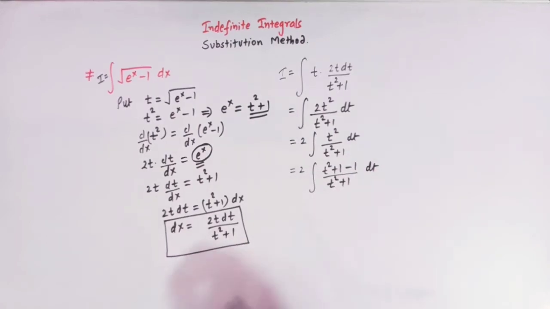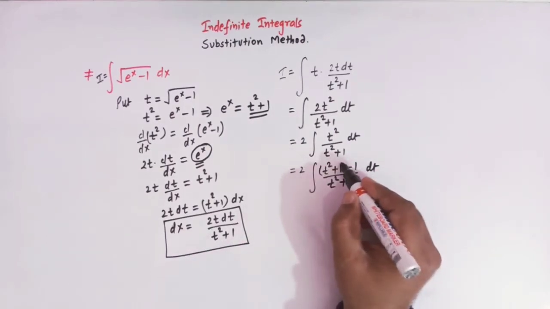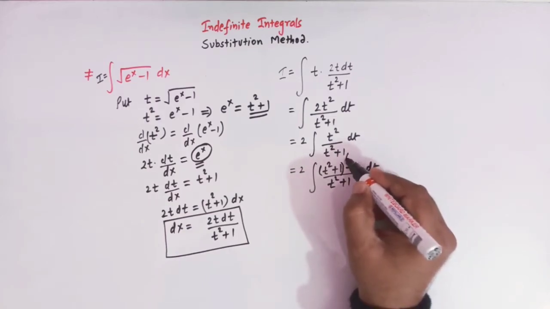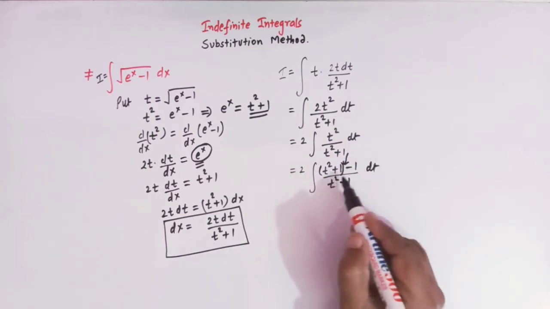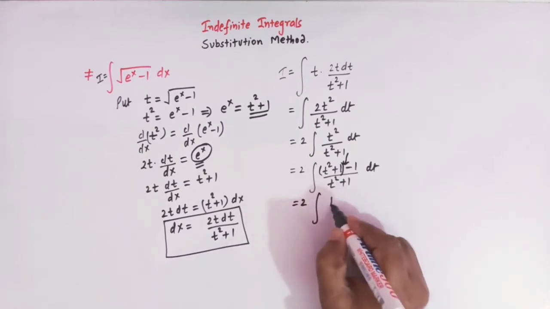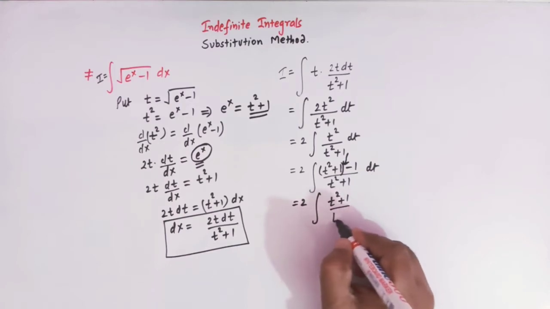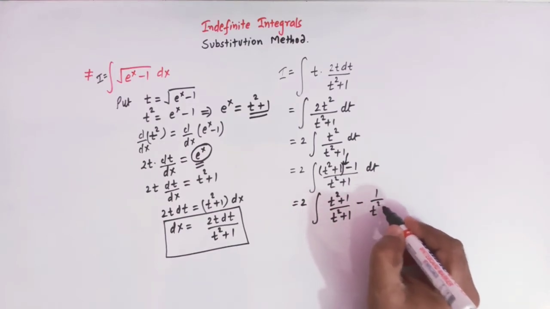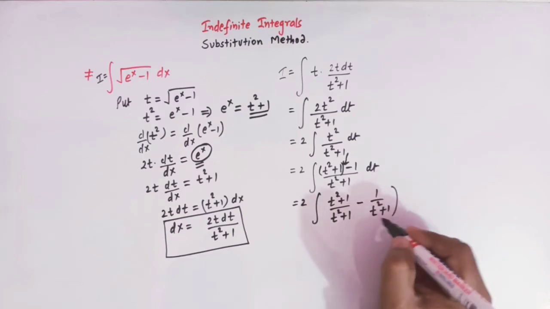Now see, if we group t square plus 1 as one term and split this expression from here, then we can write the integral of t square plus 1 over t square plus 1 minus 1 over t square plus 1.